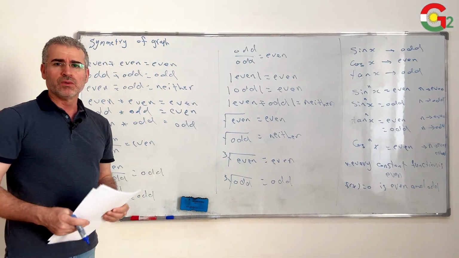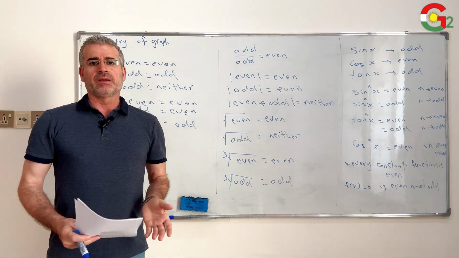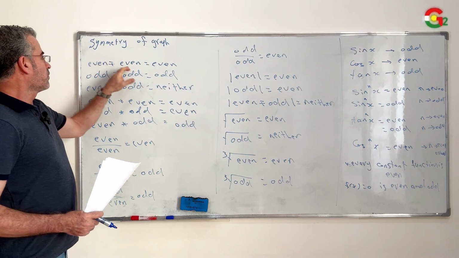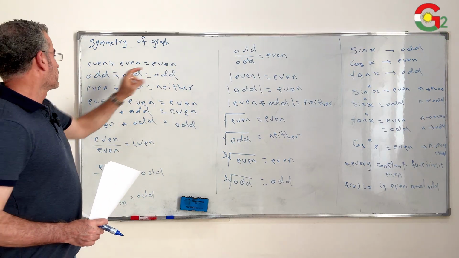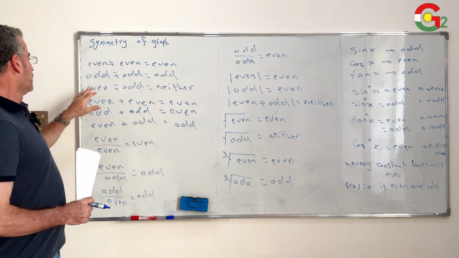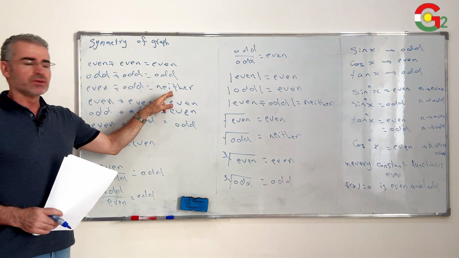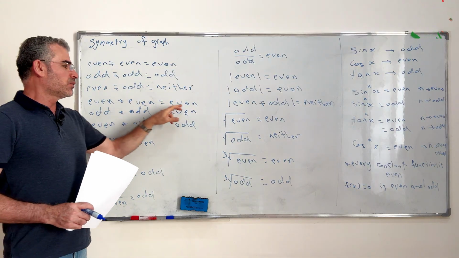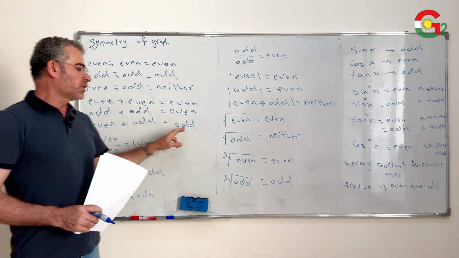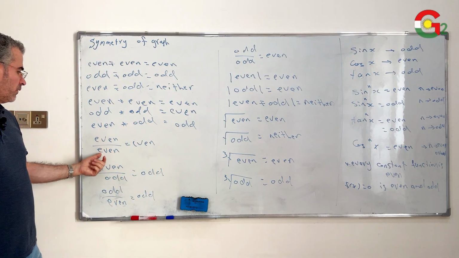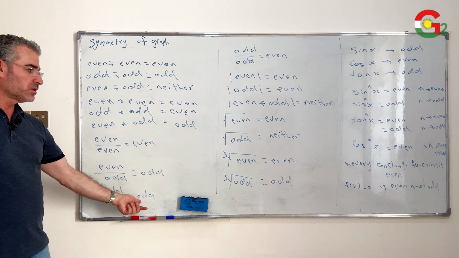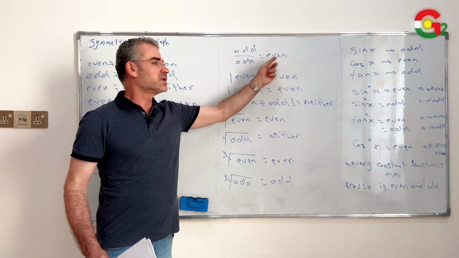The first rule to find the even and or odd function: even function plus or minus even function equals even function. Odd function plus or minus odd function equals odd function. Even plus or minus odd equals neither. Even times even equals even. Odd times odd equals even. Even times odd equals odd. Even over even is even. Even over odd is odd. Odd over even is also odd. Odd over odd is even.